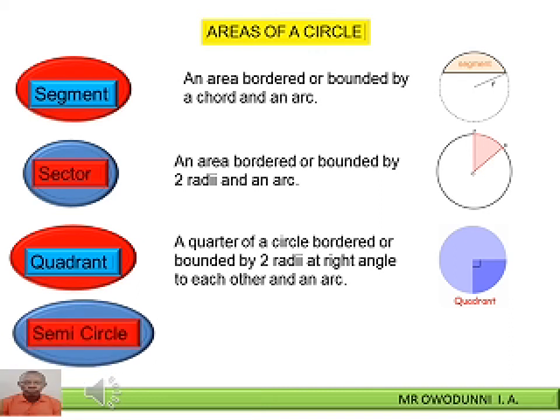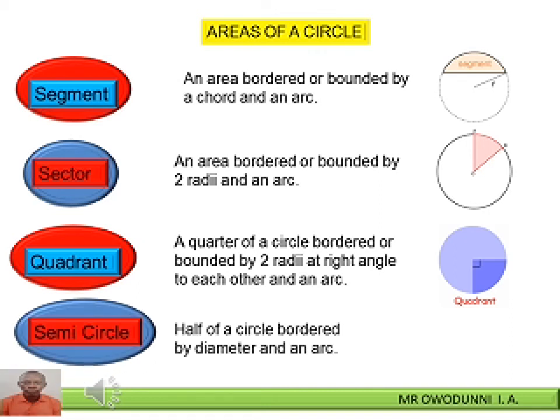Semicircle. Half of a circle bordered by a diameter and an arc. So that space in between that diameter and an arc is a semicircle.